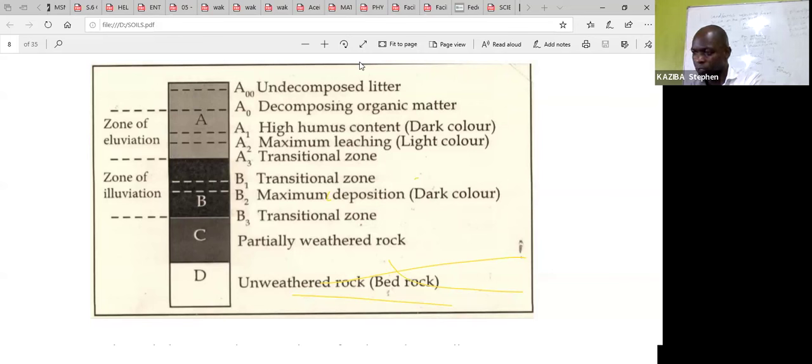So you want the definition? I want to give you the real definition so that you copy and you have it.